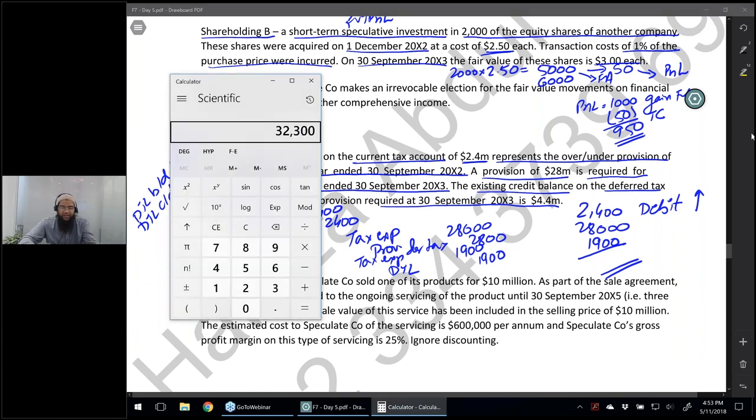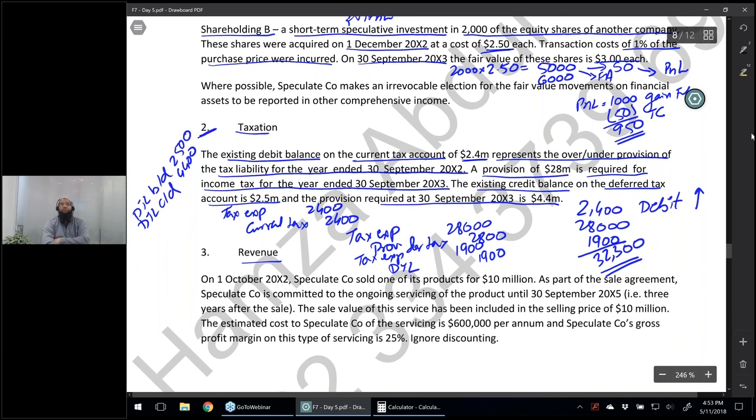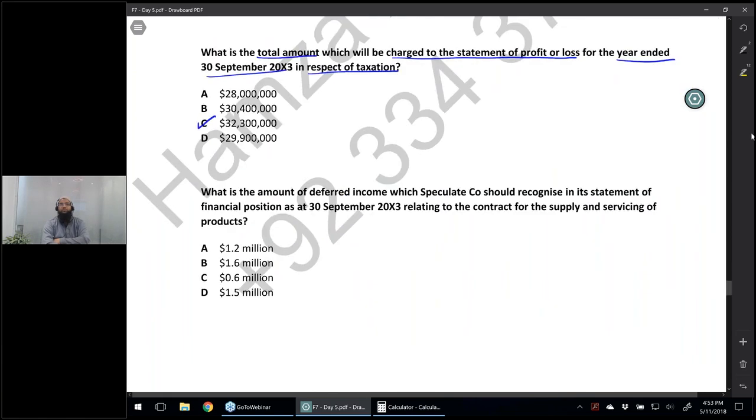28,000 plus 1,900, which is going to be 32,300. So this is the total of the tax expense. Let's move on to the answer options and see if one option is there. Yes, 32,300 is the right answer. That statement is actually not important to us.